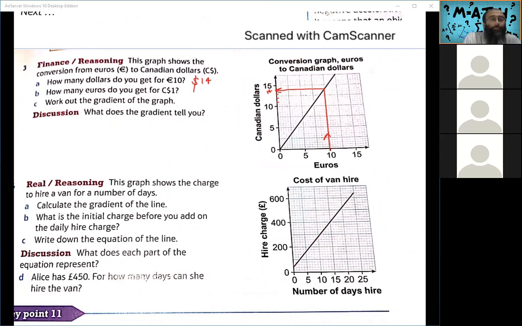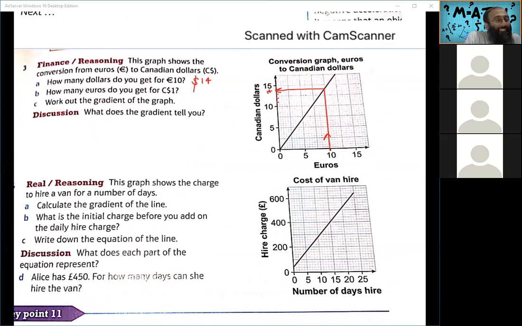How many euros do you get for 1 Canadian dollar? Sally, are you putting marks on there? No? Okay, somebody's touching the screen. Hang on a second. Okay, you can't do any more. Somebody touched the iPad and put a mark on my board.